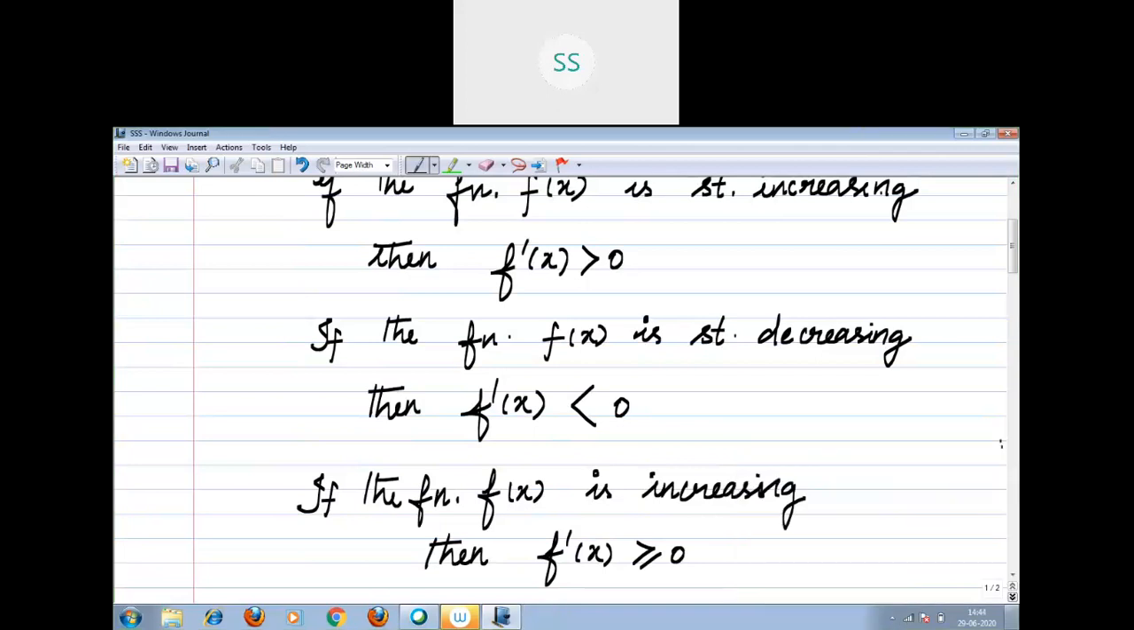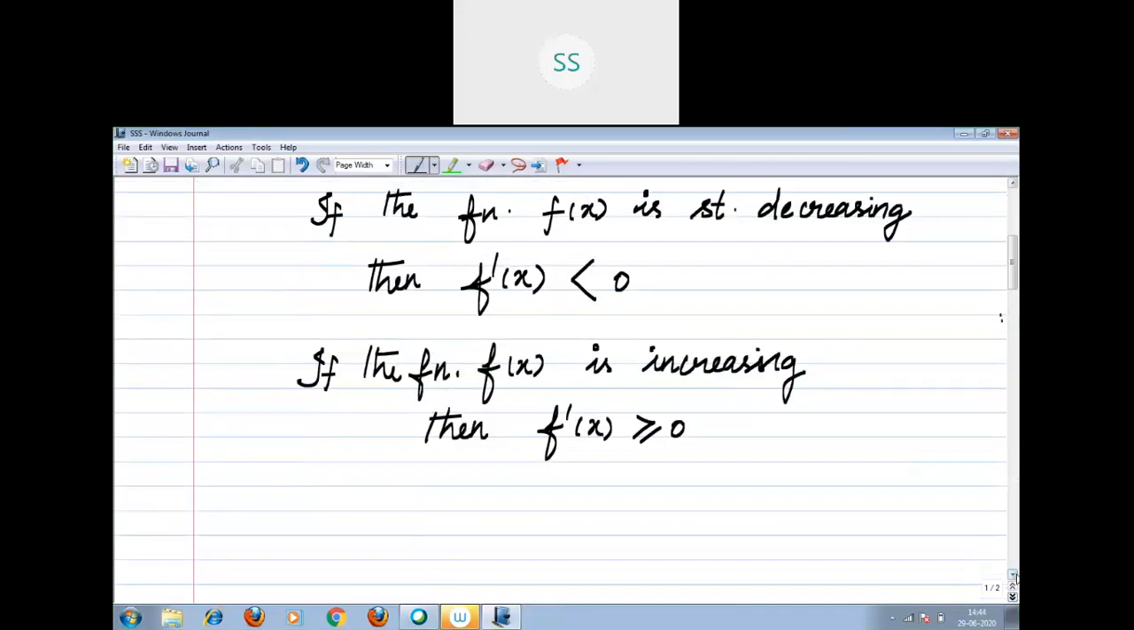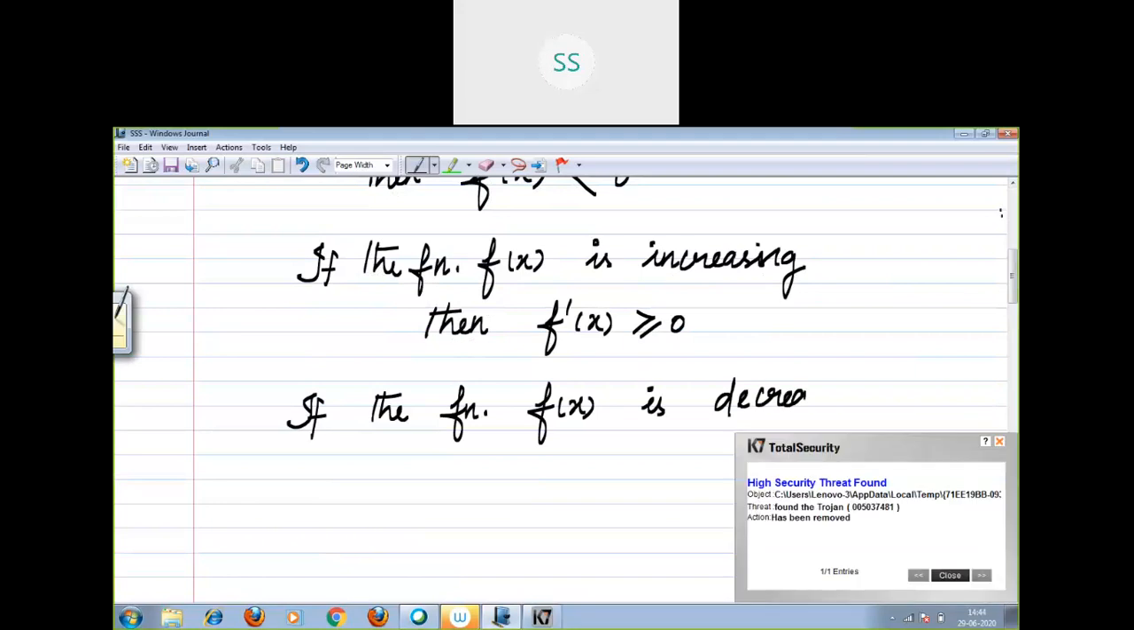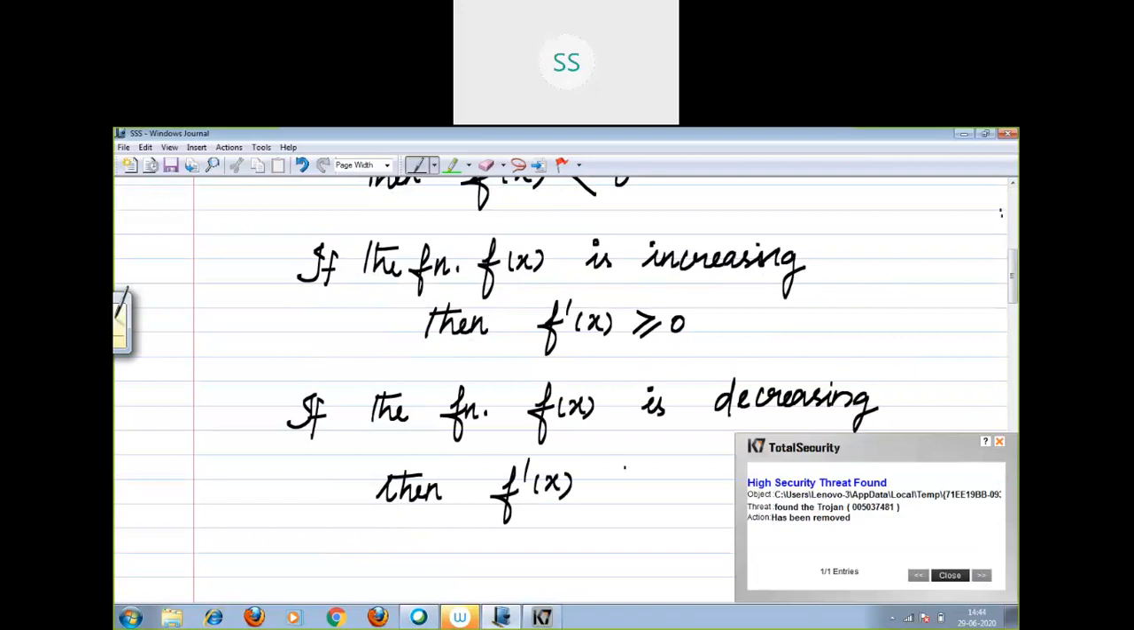Next, if the function f of x is decreasing, then f dash of x is less than or equal to 0.